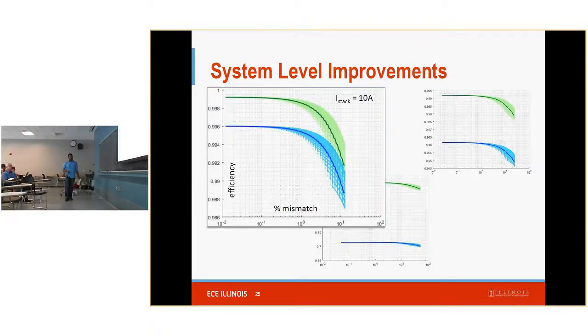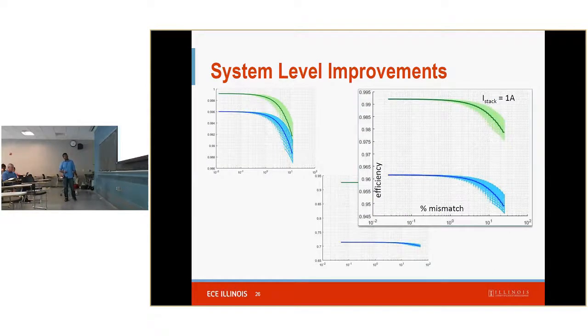And then for a lower value of stack current, 10 times lower at 1 amp, I see that my system level efficiencies are already going down to around 96% from 99.6%. This is because my converters are not that efficient for even lighter loads, and also the stack current is low, so the P out is low, and the efficiency comes down with FCCM operation. But with PFM, I still have above 99% efficiency.